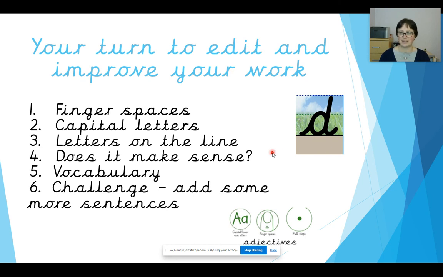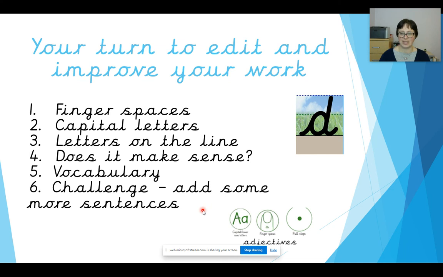Does it make sense? So read it back to yourself. If it doesn't make sense, think about how you're going to make it make sense. Which words might you need to add or take out? Think about your vocabulary. You've got your adjectives. Can you change the word big for a better adjective? Okay, huge, gigantic. And then here is your challenge, number 6.